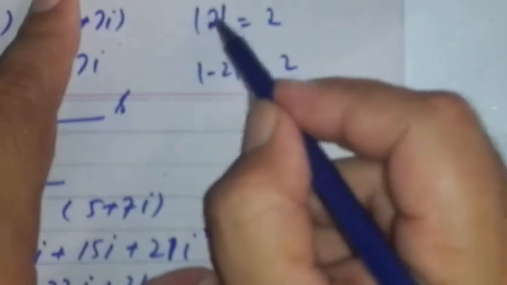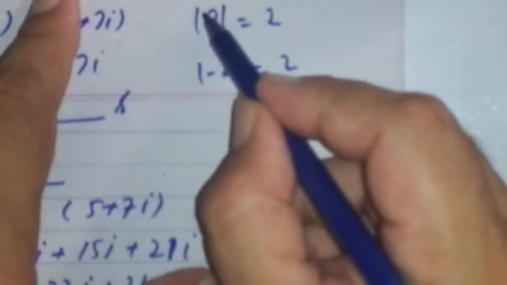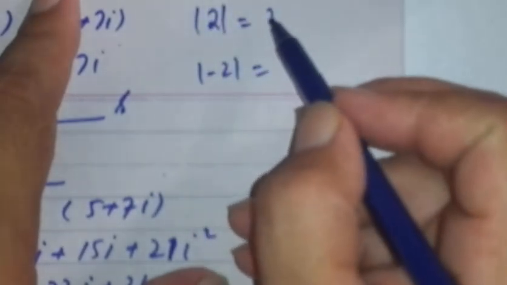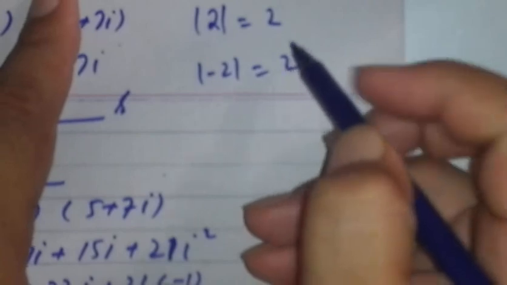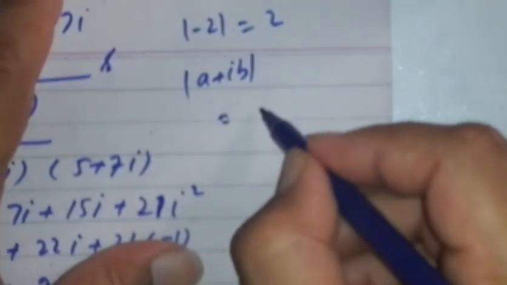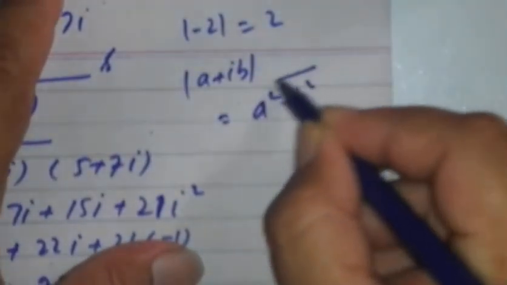Note that the absolute of 2 is 2, the absolute of minus 2 is 2. In real numbers, the absolute value just changes a value into positive. When it is positive, the answer will be positive, and if it is negative, then the answer will also be positive. And if it is a complex number, for example a plus iota b absolute, this can be written as the square root of a square plus b square.